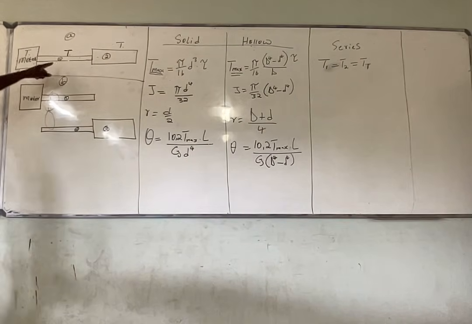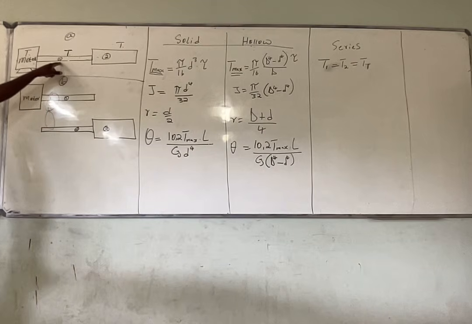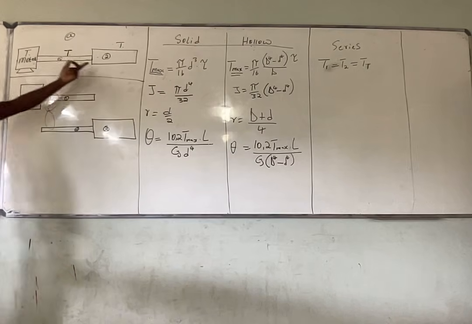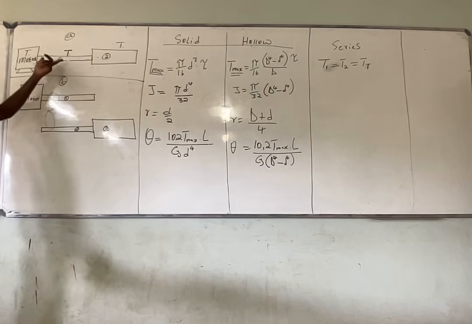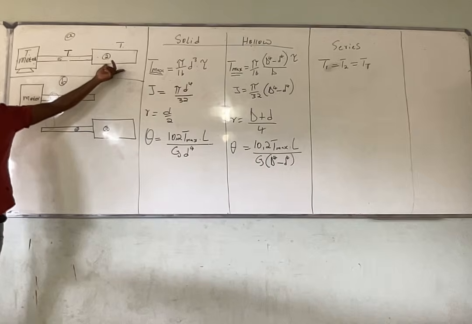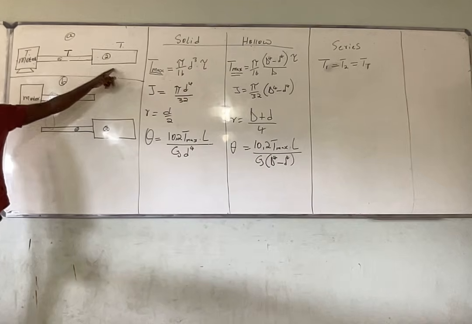What type of shaft is this one? Solid. How do you know? It will depend on the given information. Either they connect a solid and a hollow, or a hollow and a solid, or a solid and a solid with different dimensions. You get that part?